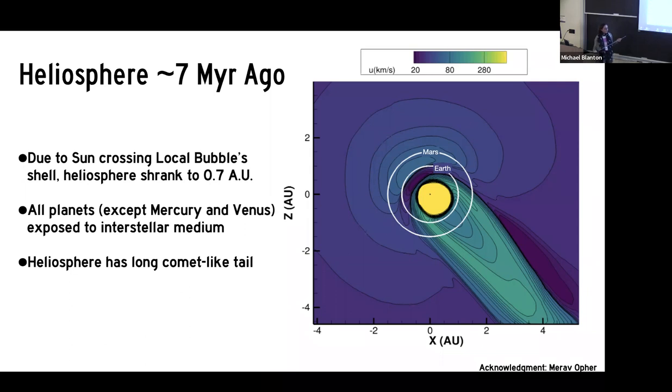She found that if the sun crosses a dense cloud, the ram pressure can shrink the heliosphere. Depending on the density of the cloud you're passing through and how fast you're passing through it, you can shrink it. About 5 or 6 million years ago, you actually shrunk the heliosphere to about 0.7 AU and exposed all planets except Mercury and Venus to the ambient interstellar medium. So we think that about six or seven million years ago, the heliosphere shrunk and exposed the Earth to the ISM due to the sun crossing the bubble shell.